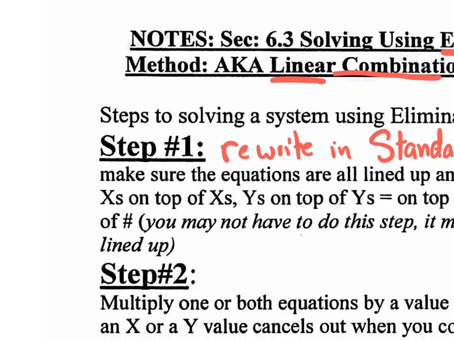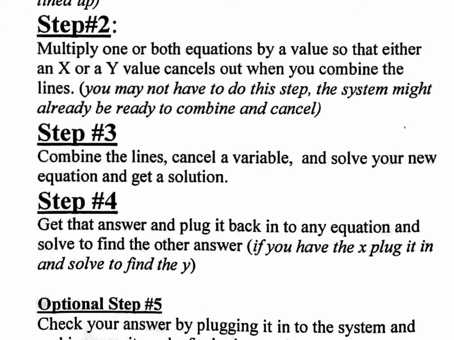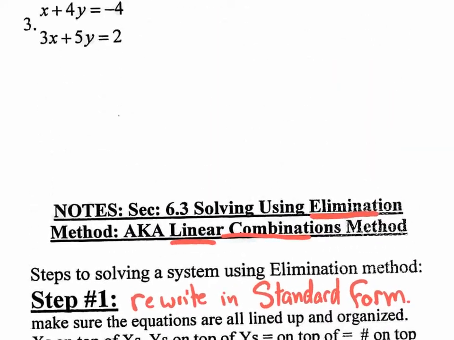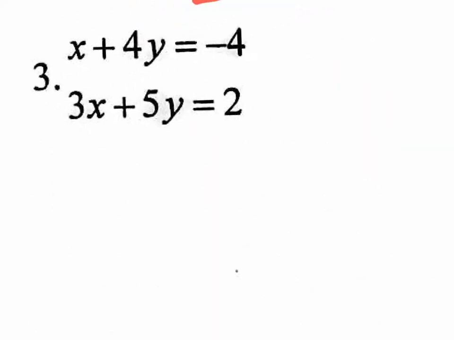What does it say right here for step 2? It says multiply one or both equations by a value so that either an x or a y cancels when you combine the lines. Okay? You may not have to do this step. It might be already done for you. But since we're going to try to do number 3 instead of substitution, you guys should have done it with substitution, but I want to show you how we could apply these steps to this.